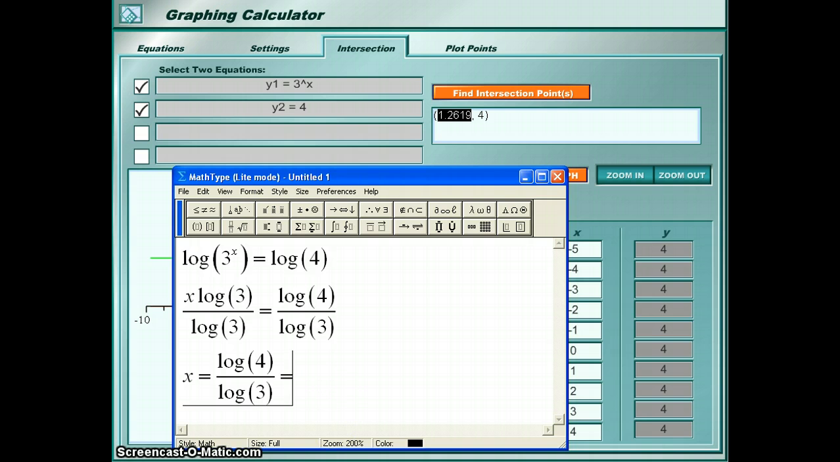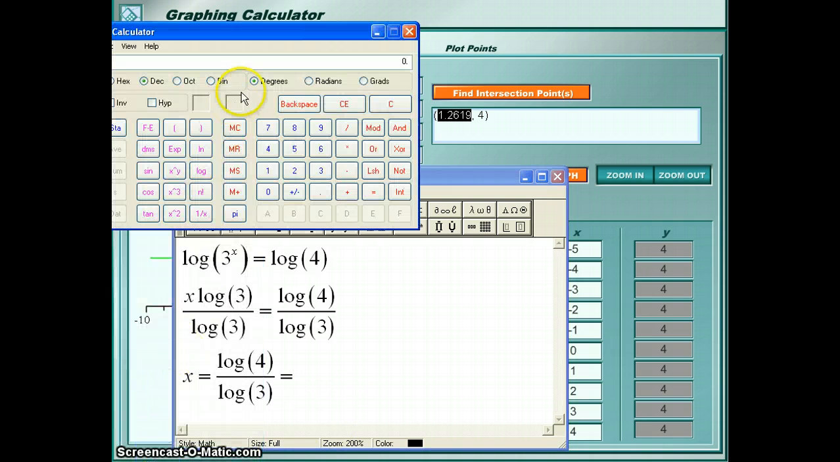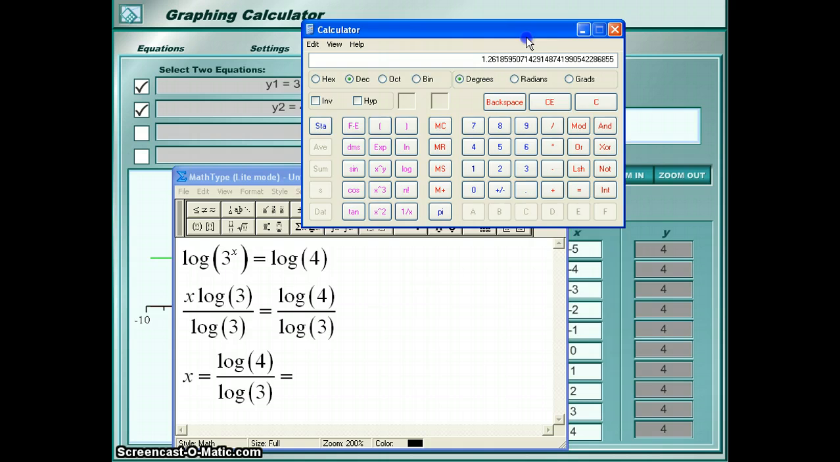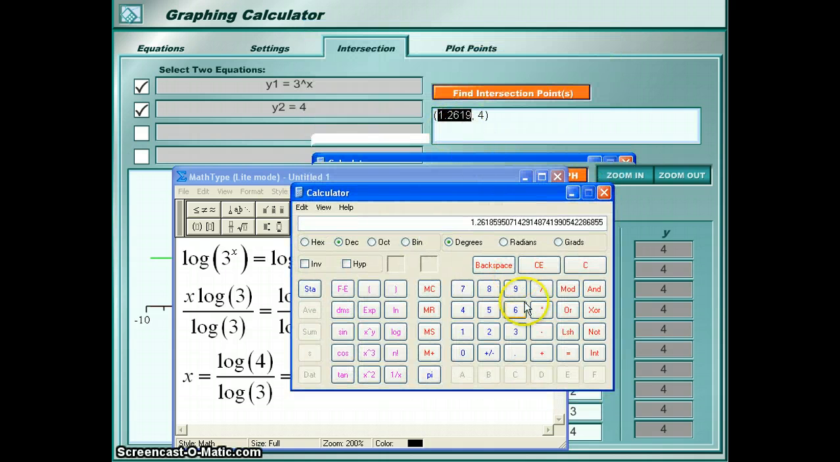Using a calculator, that's what I'm going to do right now. Using a calculator, let's find that. So logarithm of 4 divided by logarithm of 3. And look what we get, 1.26185. And if we round to the 10,000th place, to 4 decimal places, it will become 1.2619, the same value we see here.